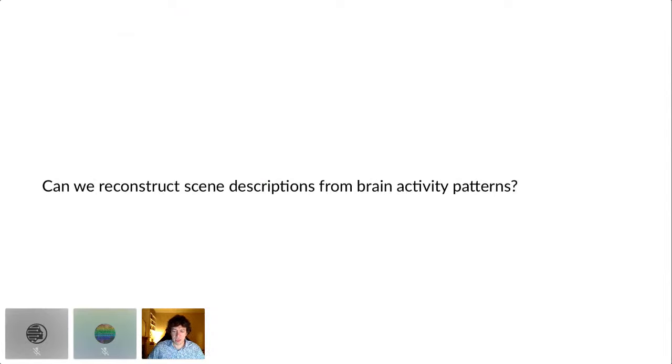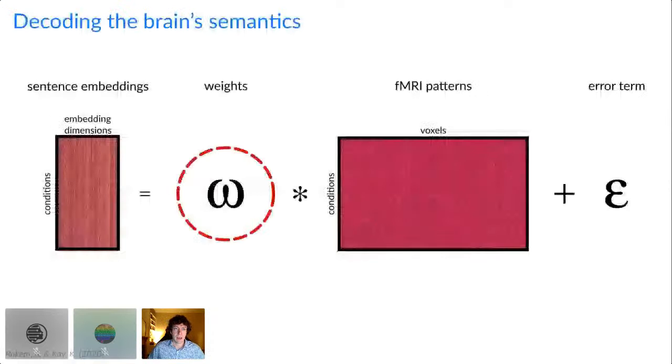So far, we've seen that we can model the brain patterns and see these semantic brain representations, which suggests that there's sufficient information about the semantics to try and reconstruct scene descriptions from brain activity patterns. And this is what we tried next. It's fairly simple. We have sentence embeddings, as I said, for the stimuli presented to our participants. We're going to try and find a set of linear weights that, applied to the fMRI patterns combined with an error term, enables us to predict the sentence embeddings.